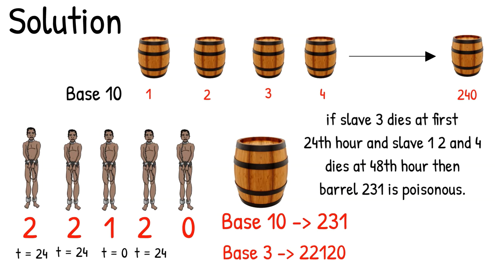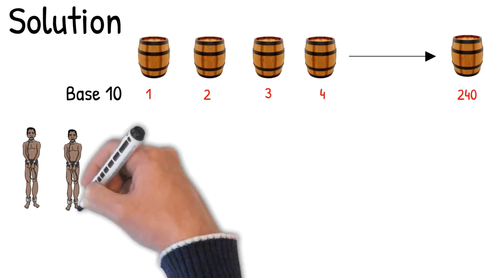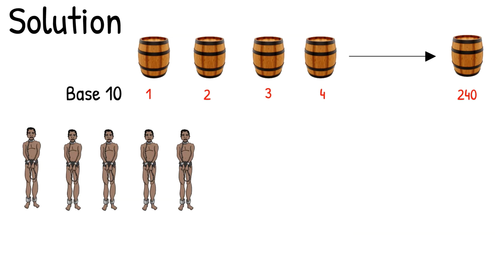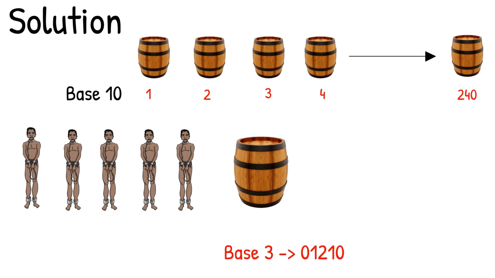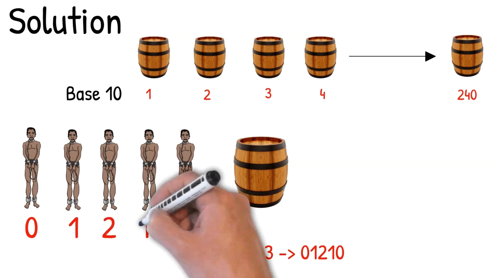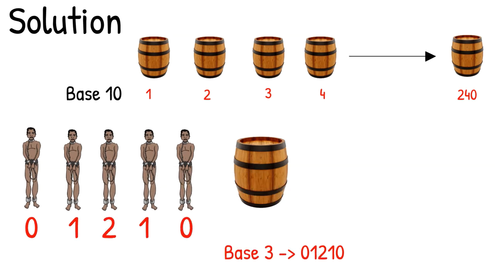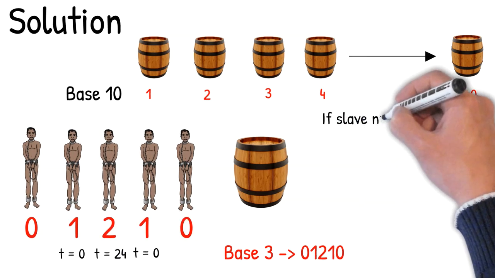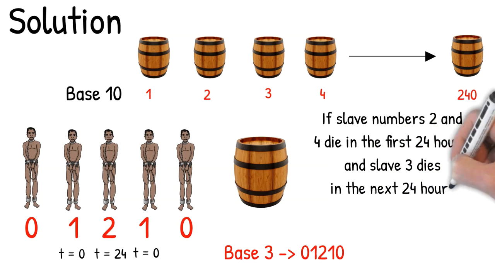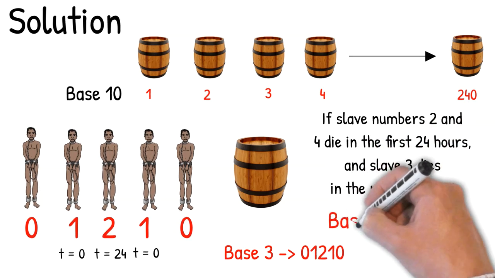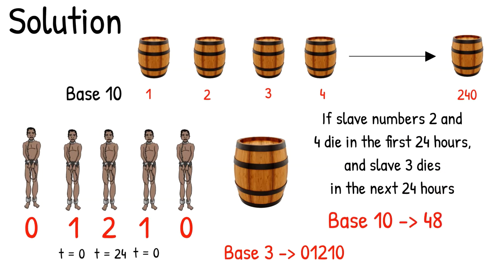To make the concepts clear, let's consider one more example. If slave number 2 and 4 die in the first 24 hours and slave 3 dies in the next 24 hours, then the barrel number can be represented like 0, 1, 2, 1, 0, which is base 3 representation. And its equivalent base 10 representation is 48. Hence, in this case, barrel 48 is poisonous.